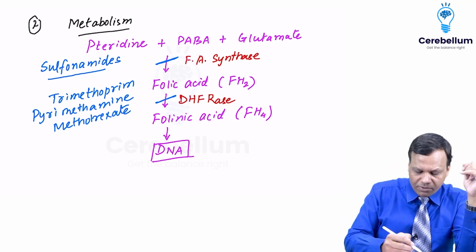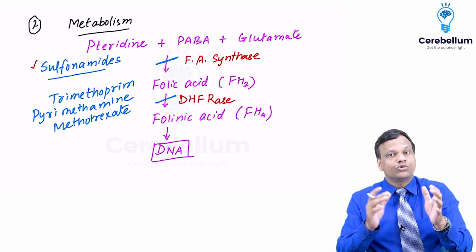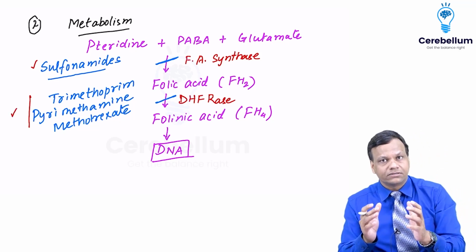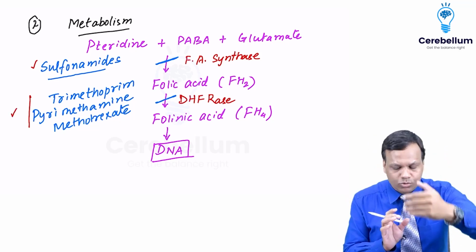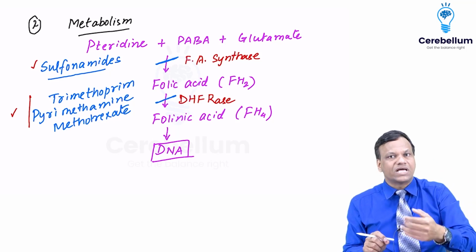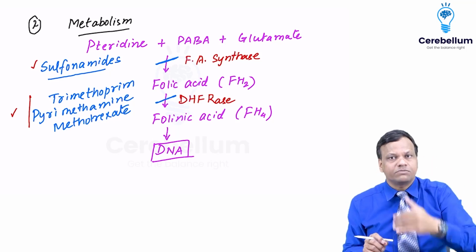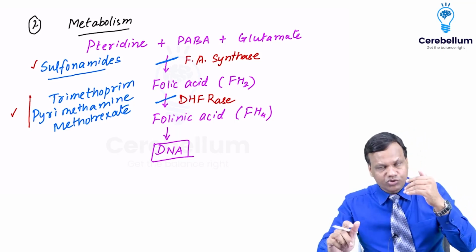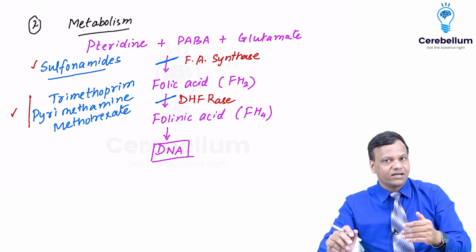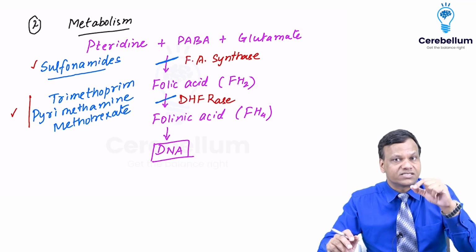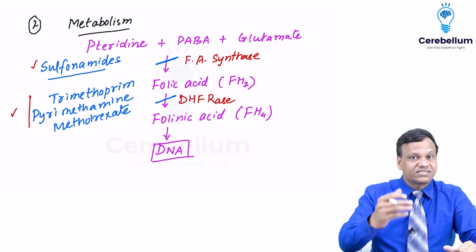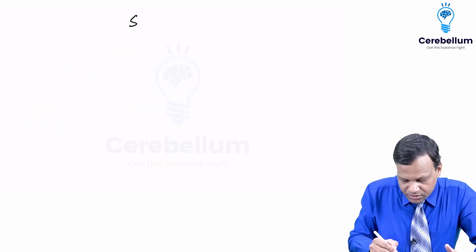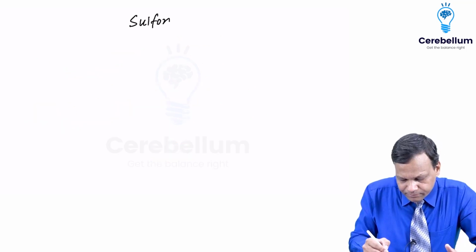Now, if we use number one drug, it is bacteriostatic. If we use number two drug, it is also static. But when we combine the two, that means number one plus number two, the drugs which inhibit both the enzymes, then the combination is cidal. So individually, both the drug groups are static, but the combination is cidal. Okay, so we will discuss these one by one. First, we will discuss sulfonamides.